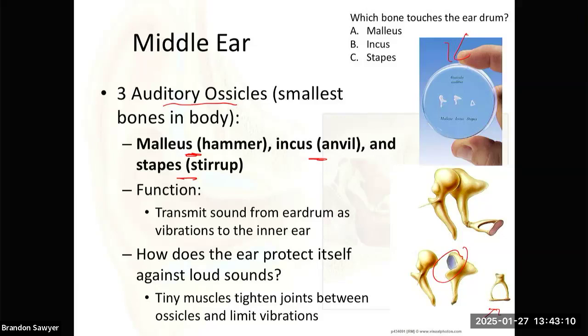It just says tiny muscles tighten joints between ossicles and limit vibrations. Yeah, good. So why don't we open that up on the clicker there just to check.